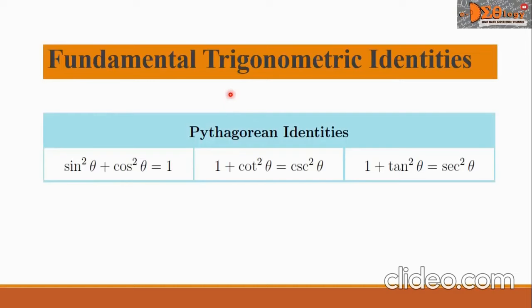Let's begin with Pythagorean identities. The first identity for this group is sine squared theta plus cosine squared theta equals 1. Second, 1 plus cotangent squared theta equals cosecant squared theta. Third, 1 plus tangent squared theta equals secant squared theta.